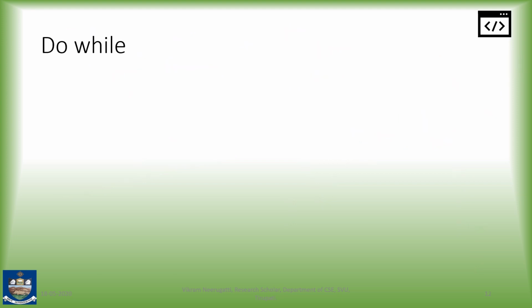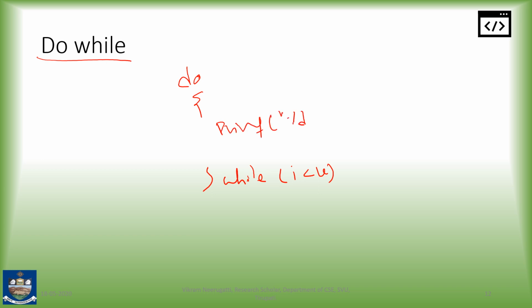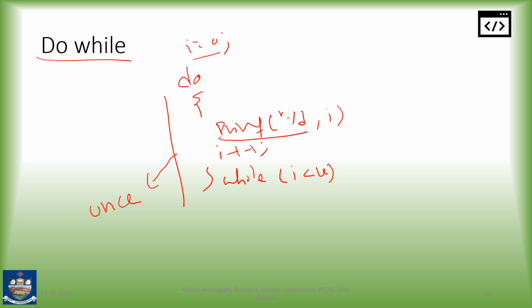And the next statement is the do while statement. What is the difference between while and do while? At least once the body will be executed in the do statement, because without checking the condition we are printing it. Check here. First we are initializing, then we are printing straight away without checking whether the condition is true or false.